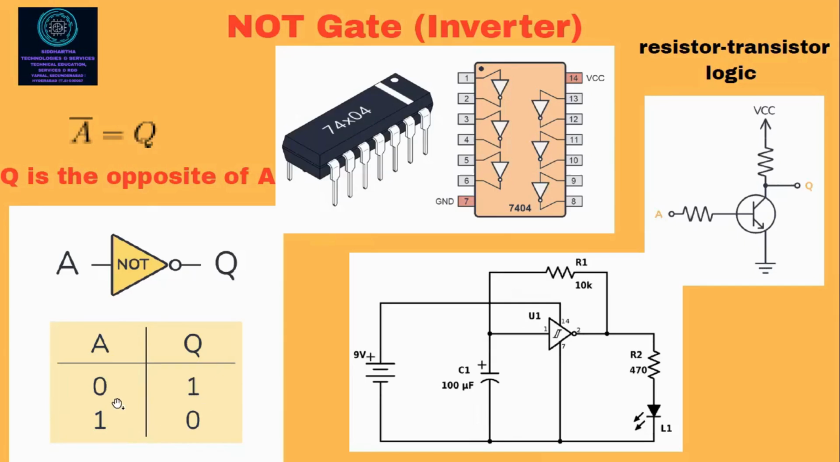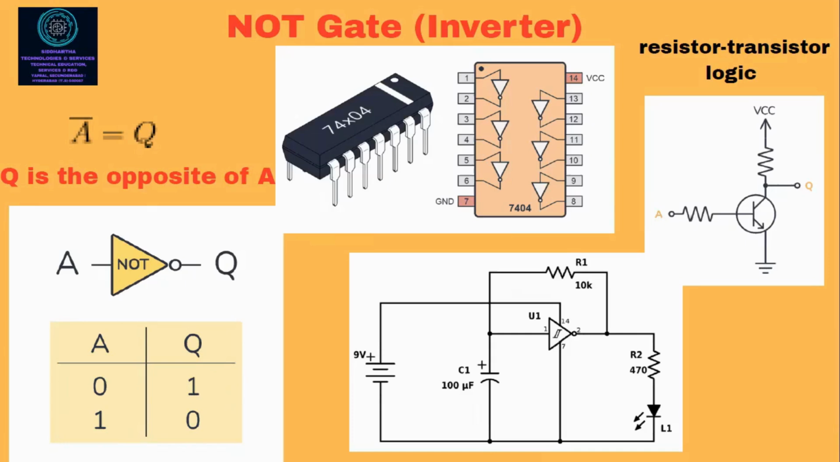In that case the output is exactly the reverse, and that is called inversion. If 0 is there in the input, then the output will be 1. If 1 is there in the input, that is A is 1, then the output will be 0. So the exact reverse of the input is what we call the inverter. Q is the opposite of A.